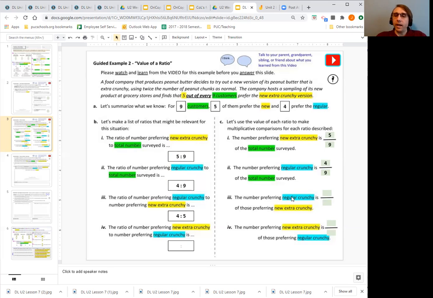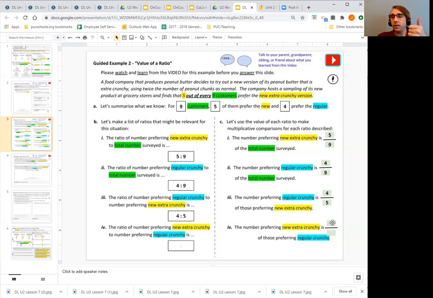Okay, now we're going to write the regular crunchy likers as a fraction of the people who like the new kind, the new extra crunchy. So regular people, that's 4. And the extra crunchy, that is 5. So 4/5 is the amount, which means that it's super close to the same amount, but slightly less. That's what this fraction means, that we're slightly less than all of the same people. There are 4 people compared to 5 people who like the regular versus the extra crunchy.